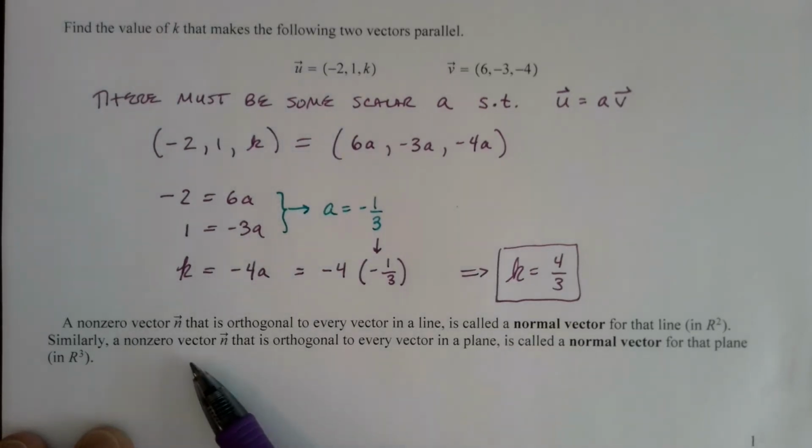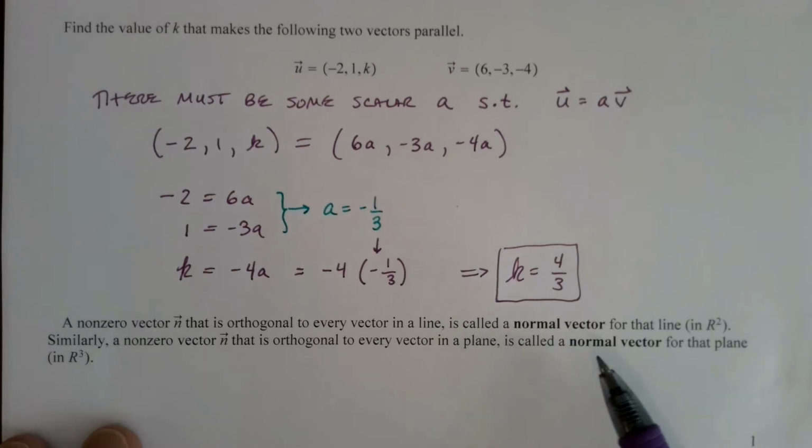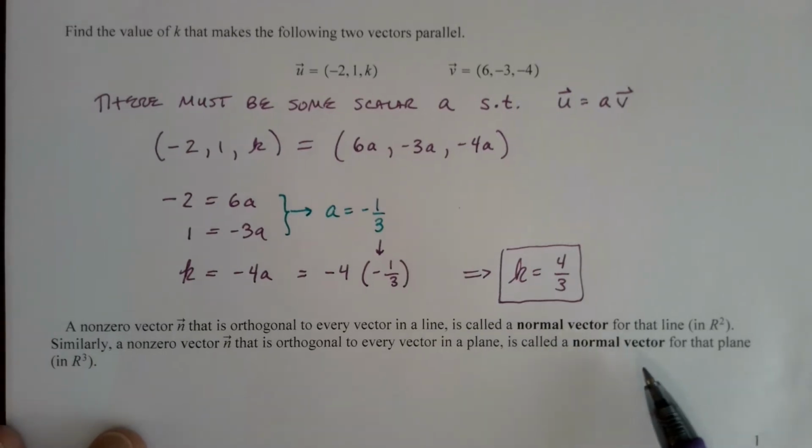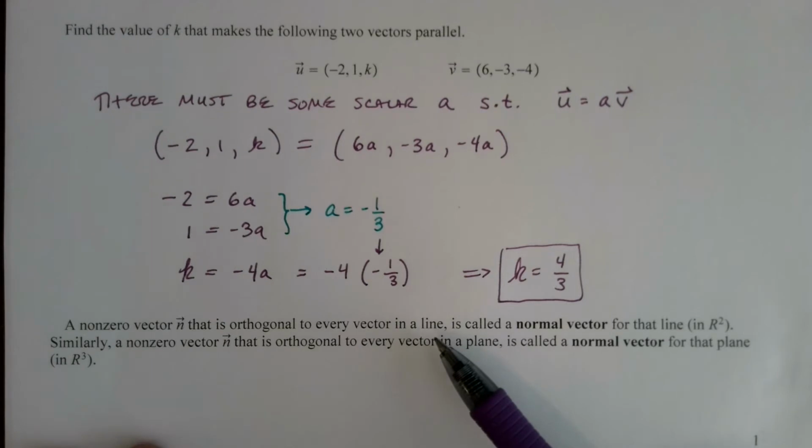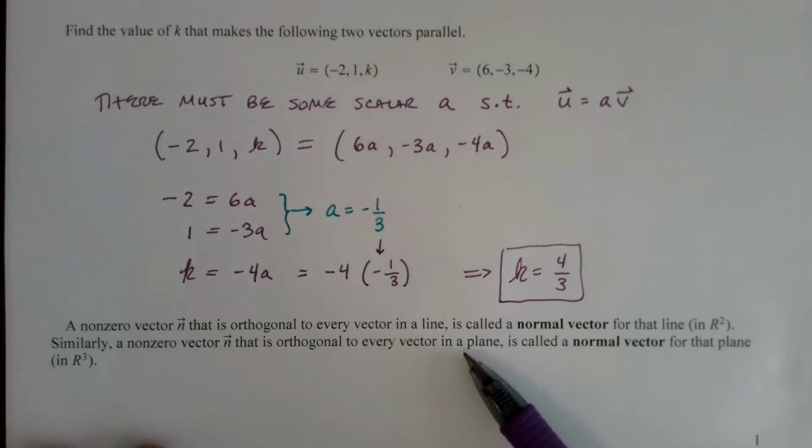But usually that's reserved for the vector that's normal or orthogonal to every vector in a line. And then similarly, a non-zero vector n that's orthogonal to every vector in a plane is called a normal vector for that plane, and that's in 3 space. So in 2 and 3 space we have these ideas, and in Calculus 3 you talk about the parametric equations for lines and the equations for planes and so on. This can actually be extended to n space as well, but that's not what we're going to go into.